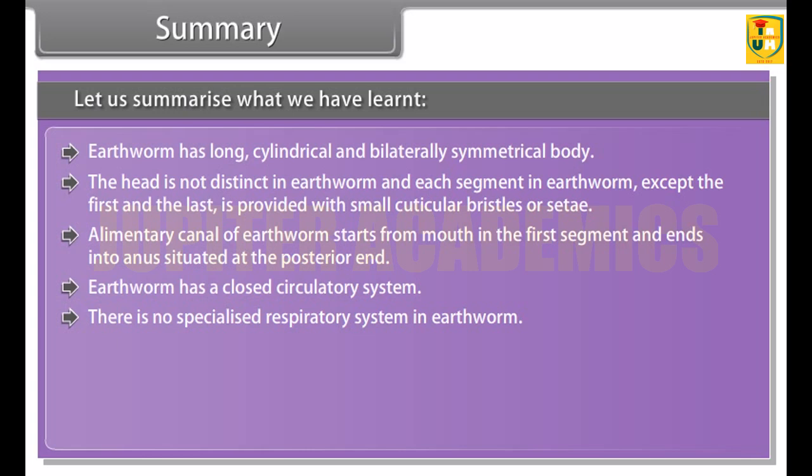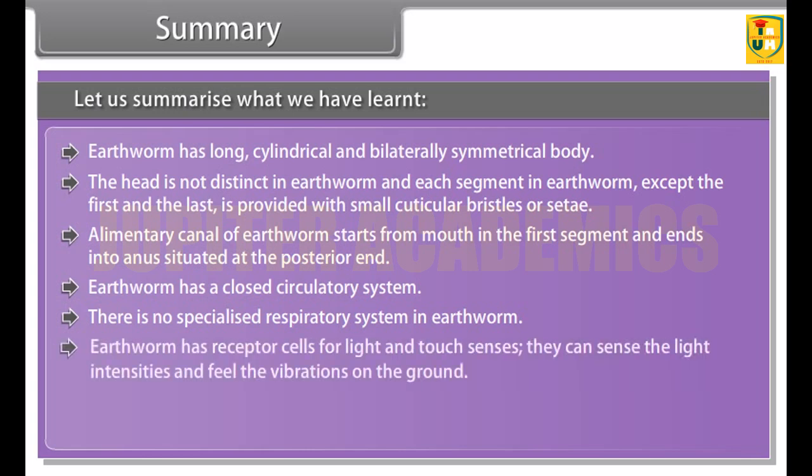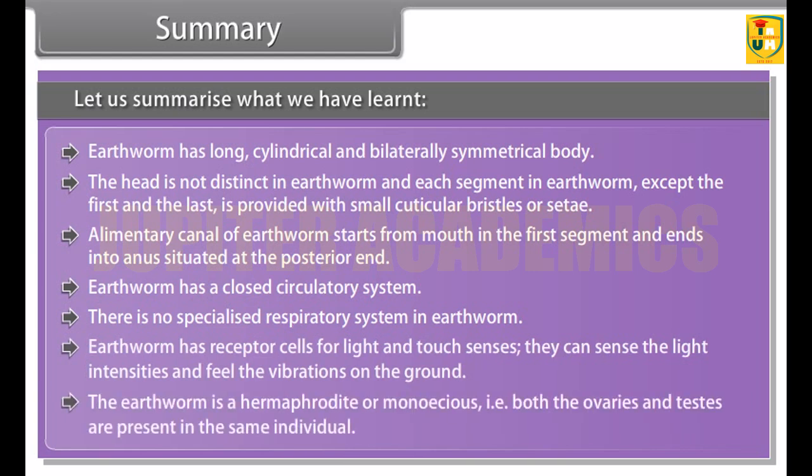There is no specialized respiratory system in earthworm. Earthworm has receptor cells for light and touch senses. They can sense the light intensities and feel the vibrations on the ground. The earthworm is a hermaphrodite or monoecious, that is, both the ovaries and testes are present in the same individual.